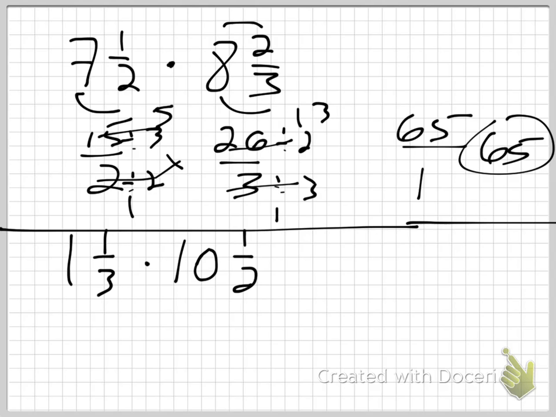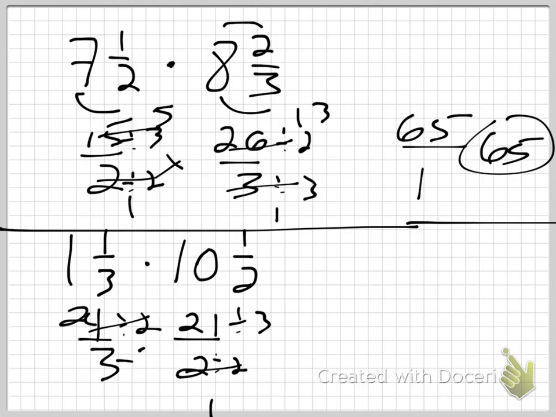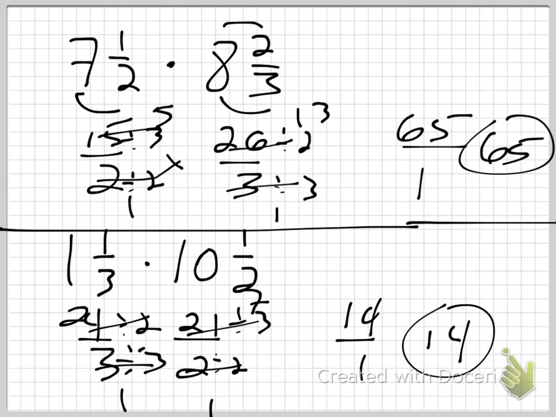Next one, that would be 4 thirds times 21 halves. Can I reduce anything? Lots again. Divide by 2, divide by 2, that's a 1, that's a 2. Divide by 3, divide by 3, that's a 1, that's a 7. 2 times 7 is 14 over 1, which is just 14. Who got 14?